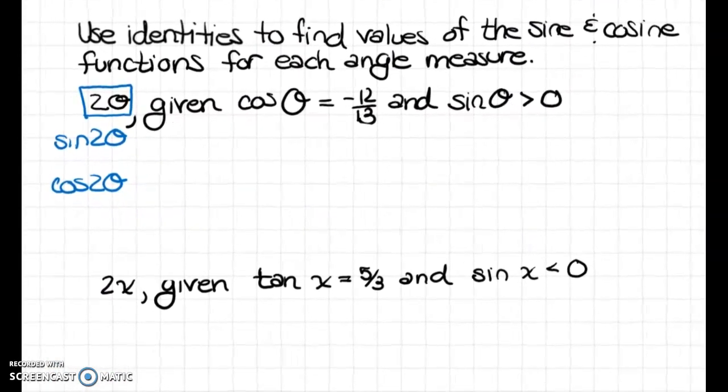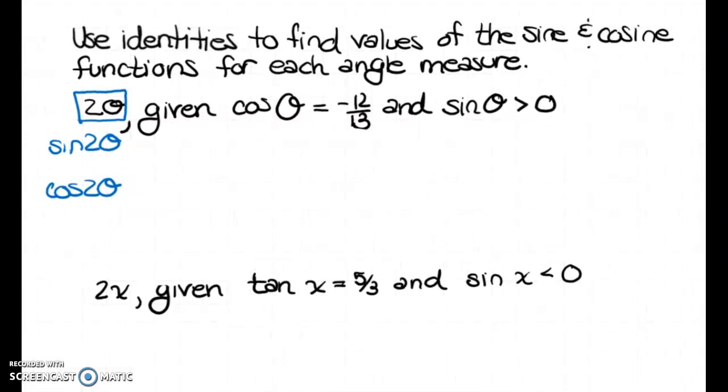So before I even start, I'm going to go ahead and use my identities to find the missing value. So it says I have a cosine of theta that's negative 12/13 and a sine of theta that's positive. So let's go ahead and use our sine squared theta plus cosine squared theta equals 1 formula. I'm going to plug in negative 12/13 into this formula for cosine.